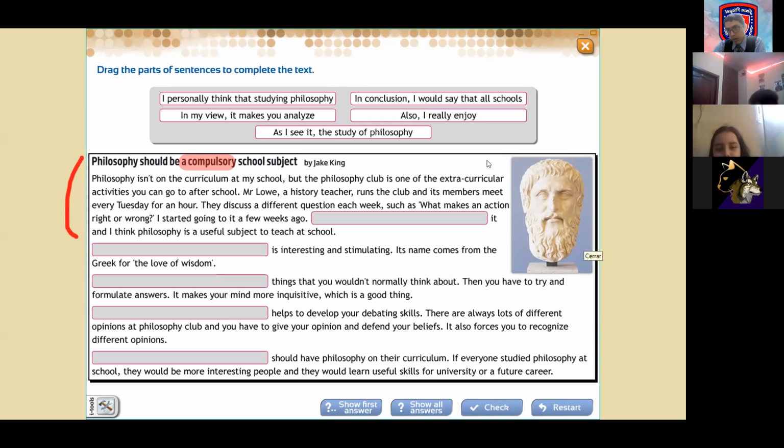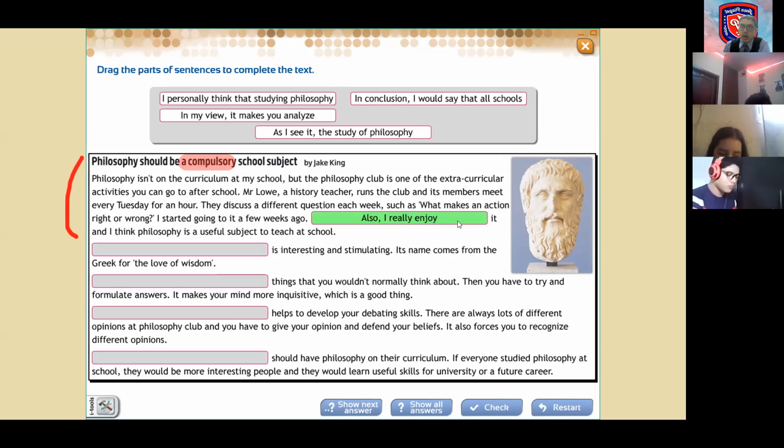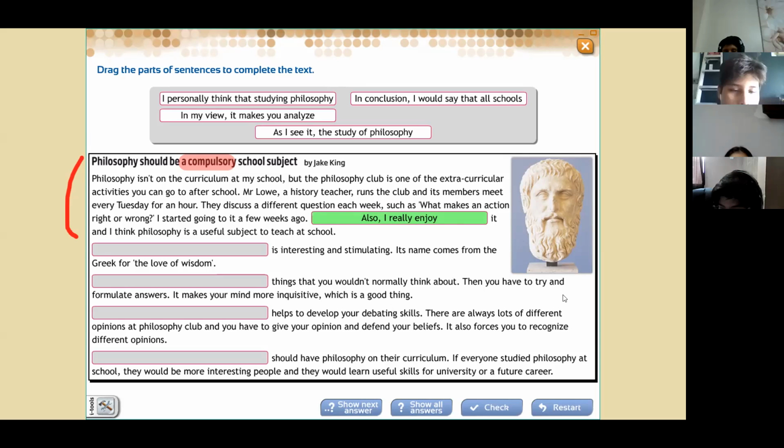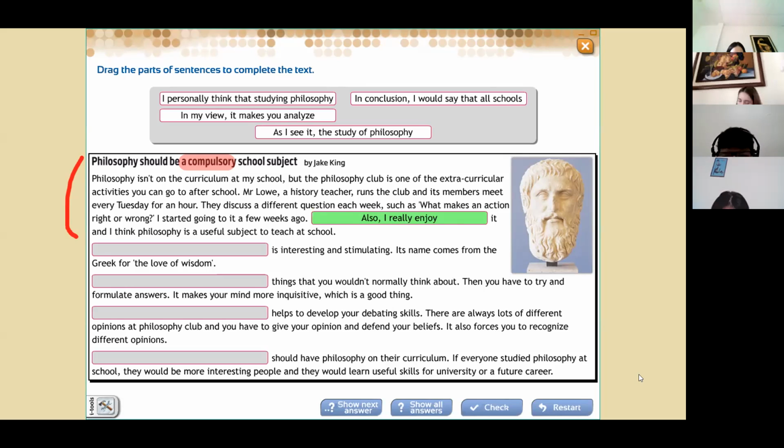Let's check, because we have an answer from Mark in the chat, which says, in my view, it makes you analyze. Okay, we're going to compare which is the correct answer between Mr. Morante and Ms. Romero. In that case, I think the correct answer is, of course, I really enjoy it. And I think philosophy is a useful subject to teach at school. Correct, guys? Thank you. And for the next student who is going to read, I'm going to ask Ms. Canessa, for example. Which one do you think is the correct answer for number 2?